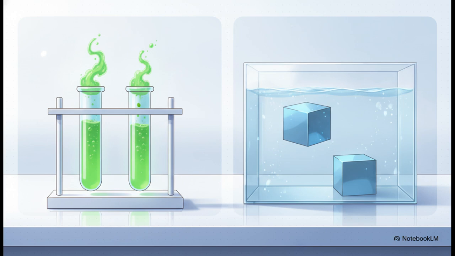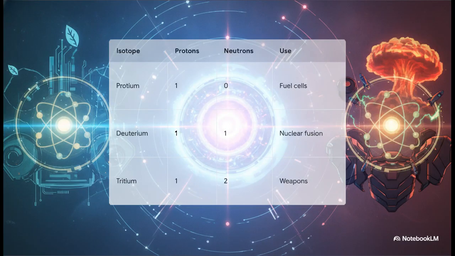But their physical properties do change. Because mass dictates things like density, boiling point, and melting point, those heavier isotopes are going to have slightly different physical thresholds. To really drive this home, let's look at the most famous isotopic family out there. Hydrogen.